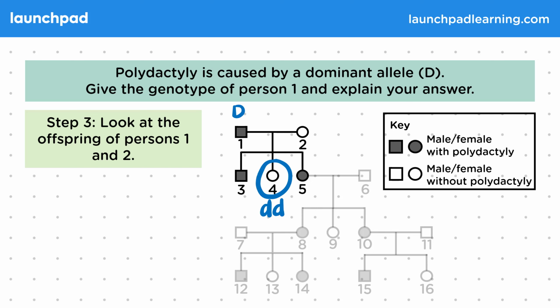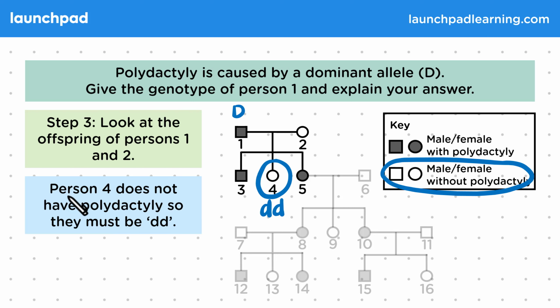Person 4 is a female without polydactyly. They're homozygous recessive. Person 4 does not have polydactyly, so they must be homozygous recessive with 2 lowercase d alleles. This is the case for everybody in the family tree that's not affected by polydactyly, so person 2 is also homozygous recessive.